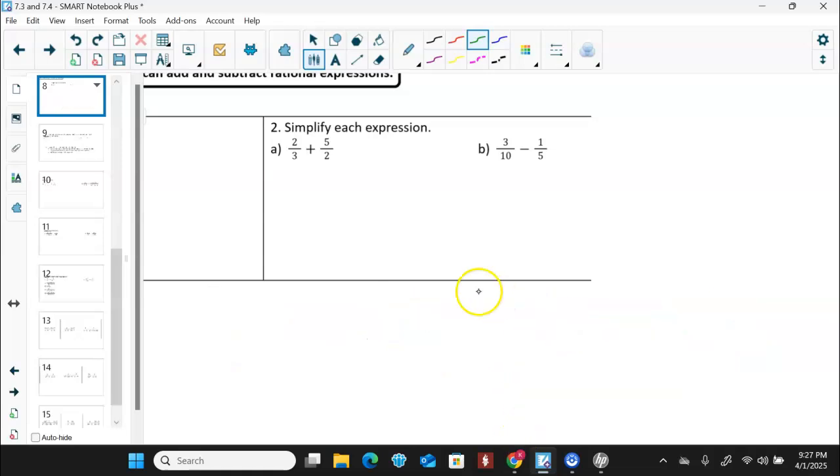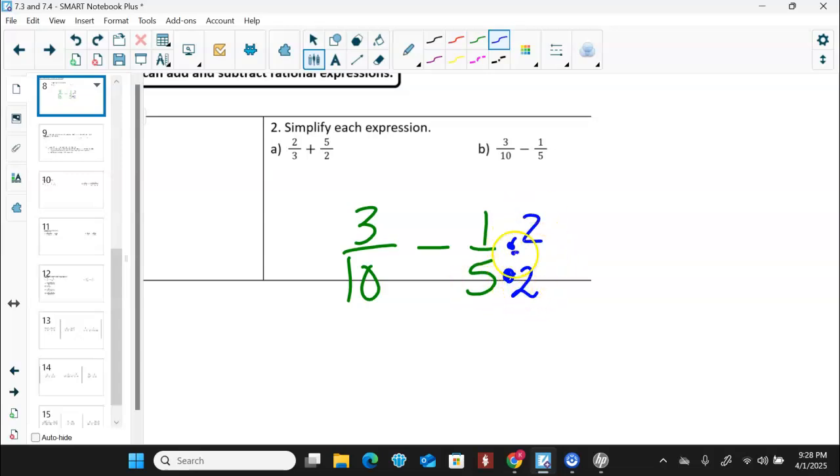Now, when you're subtracting, same thing. You got to have the denominators the same. So here you got 3 over 10 and 1 over 5. There's two ways of doing this. You can recognize that a common number that they both go into is going to be 10. So I can simply multiply this 5 by 2 to make it a 10. So this is going to be 3 over 10 minus 2 over 10 equals 1 over 10.